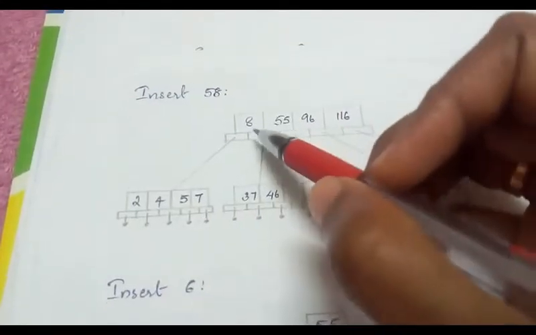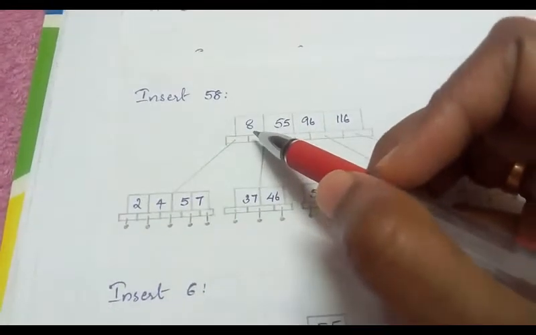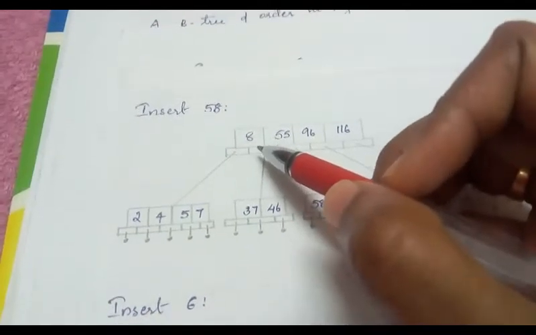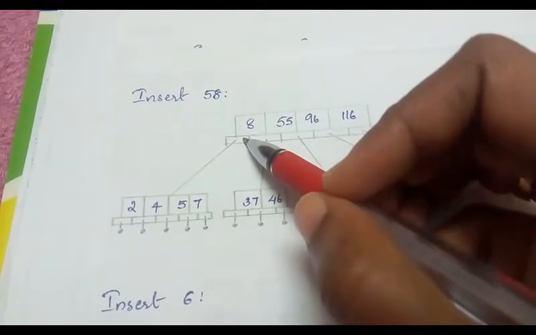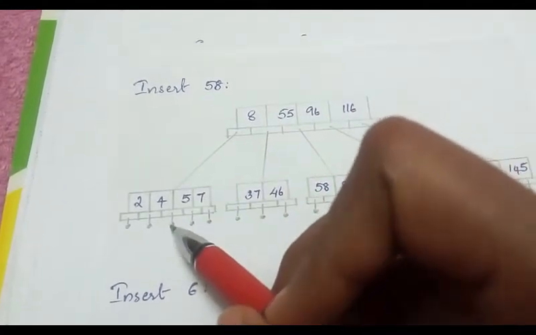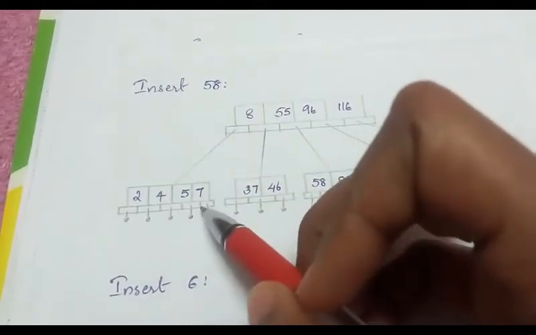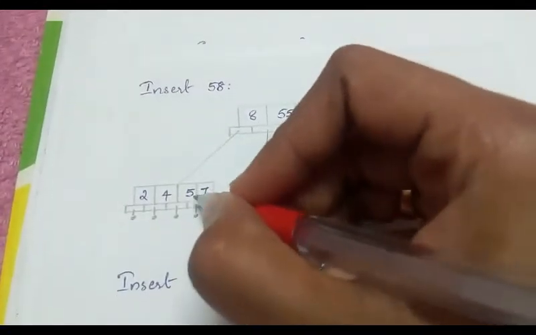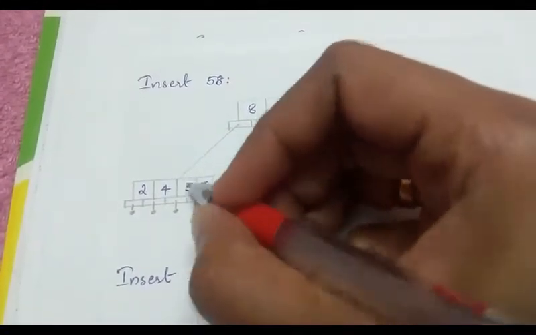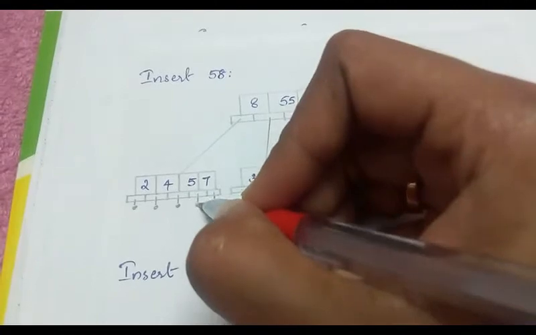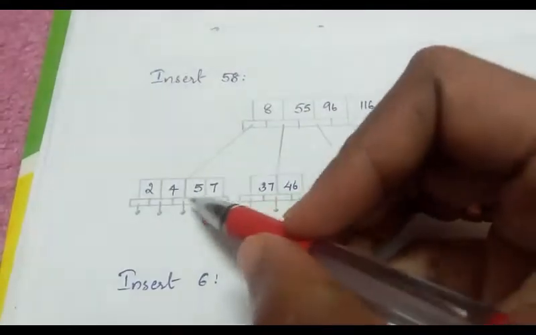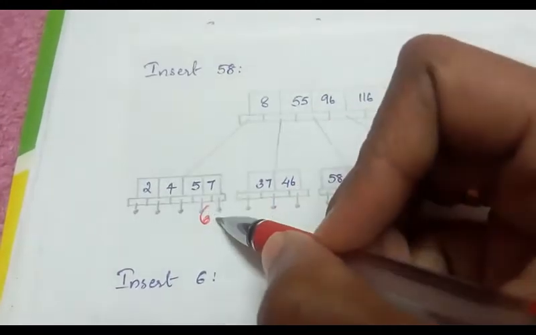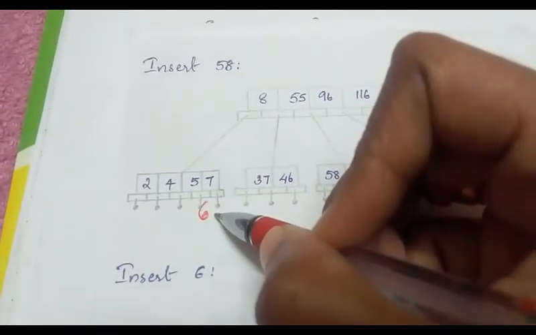Now compare 6 with the root value. While comparing, you can see that 6 should be inserted to the left of 8. That means 6 should be included in this node. If we include 6 in this node, 6 will be between 5 and 7. That is, 6 should be inserted here. Now look at the number of keys in this node. It has become 5, which is not possible for order 5.